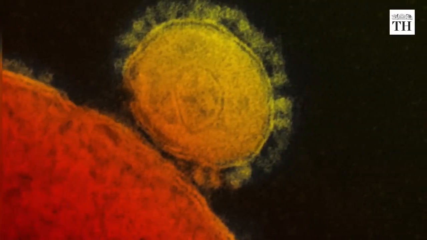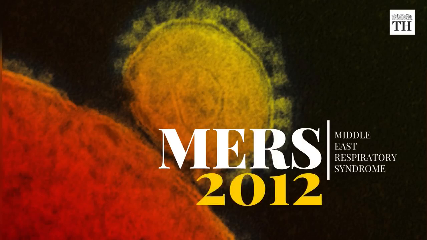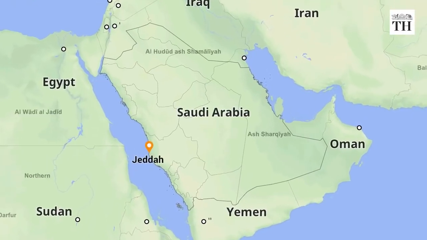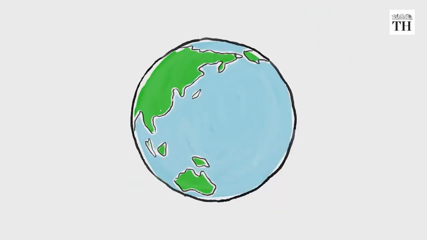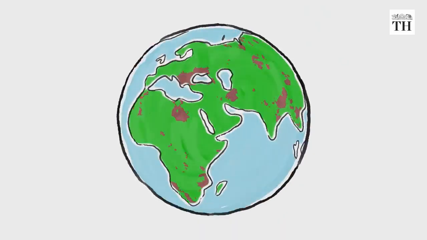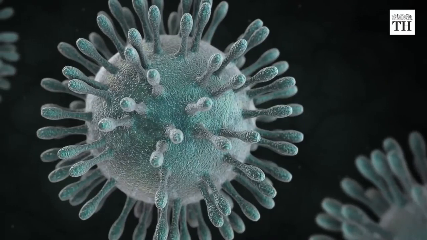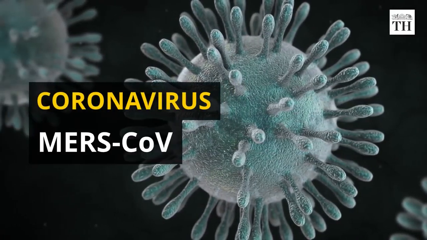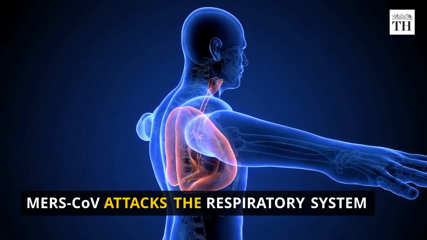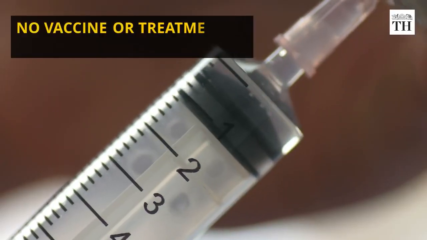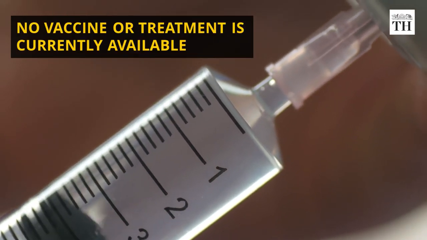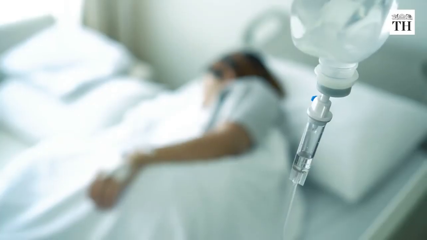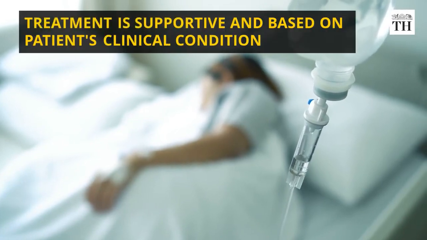Middle East Respiratory Syndrome, or MERS, is an acute viral respiratory illness. The illness was first observed in June 2012 in Saudi Arabia. Soon, it was reported in 27 countries across the world. MERS is caused by a coronavirus known as MERS-CoV, which attacks the respiratory system. No vaccine or specific treatment for MERS is currently available. However, there are several vaccines for MERS in development. Treatment is supportive and based on a person's clinical condition.